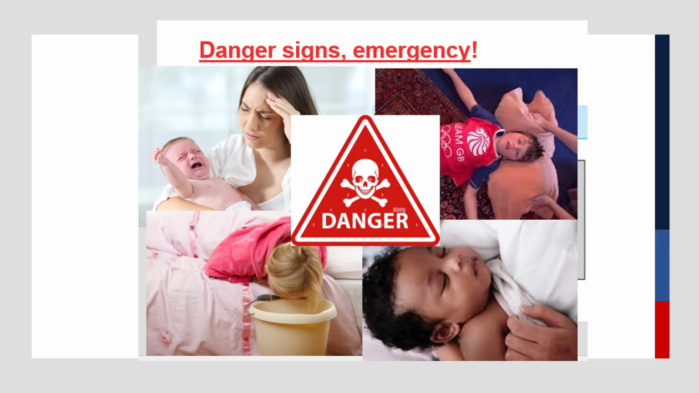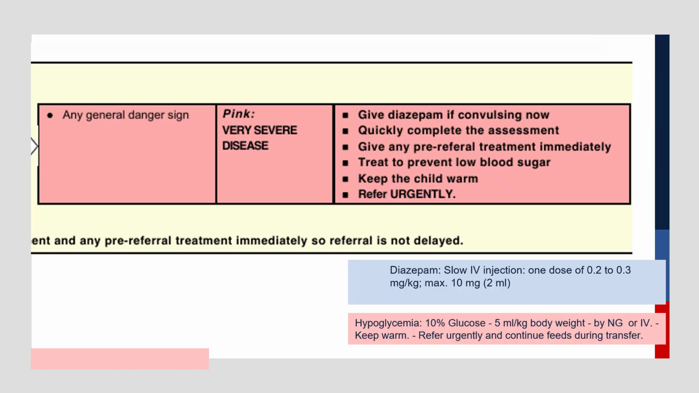So what are danger signs? Any child who comes to you with these signs is a child who is at high risk of mortality, and this is the child who will need urgent referral. The danger signs are when the child is not feeding, the child is not taking the mother's milk, or the child is vomiting everything that they are taking, or the child is having fits or convulsions, or the child is lethargic or drowsy. All of these are danger signs.